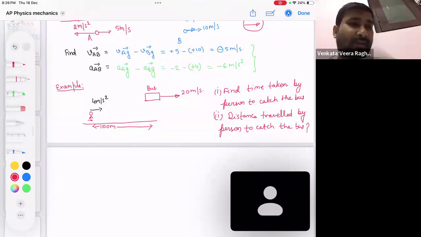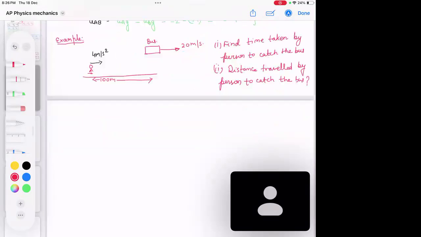So the time taken by the person to catch the bus and the distance traveled by the person to catch the bus. Now we see in this question what is really happening. The bus is also moving. So if we see from the graph, there is motion of two things happening. But if I see with respect to us, then we have to only look at our own motion. Time has a very unique property: it is independent of the frame of reference.